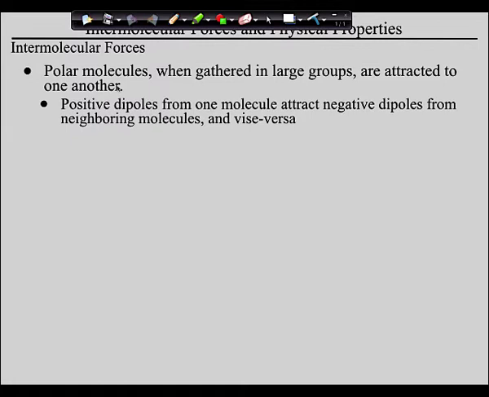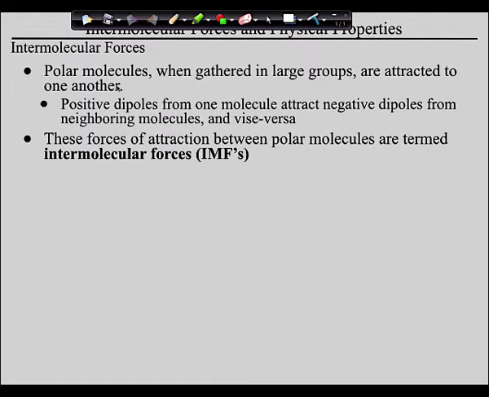So polar molecules, when they get together, they attract each other. Just like magnets with the north and south pole, these polar molecules with the positive and negative dipole attract one another. Now guys, the name of this attraction is what is termed an IMF, an intermolecular force. Inter means in between. So inter, in between, molecular, molecule, force. So it is an attractive force that exists in between molecules.